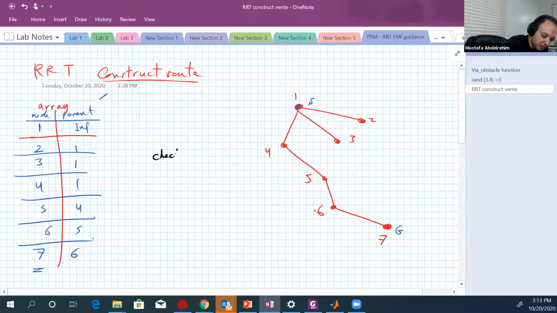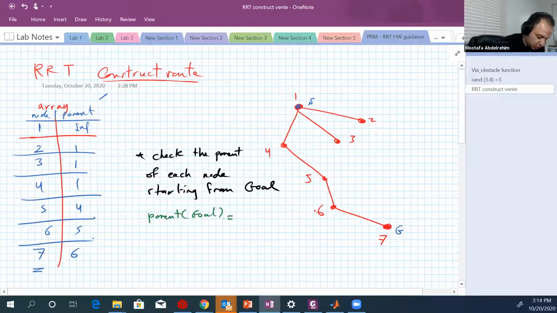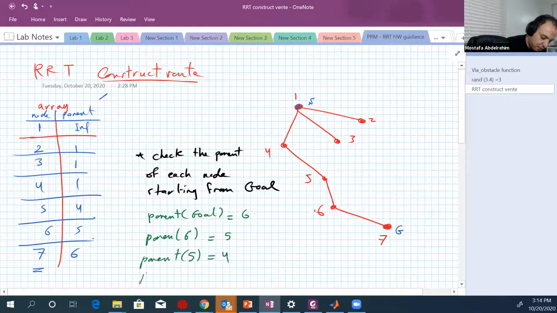Check the parent of each node starting from the goal. Parent of the goal equals 6. Then you check the parent of 6, it is 5. Parent of 5 is 4. Parent of 4 is 1. And 1 is the start, so you end the while loop.